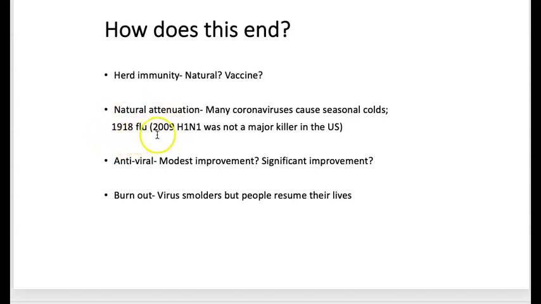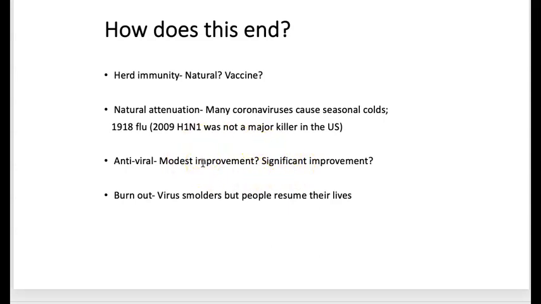The 1918 flu, which was an H1N1, a version of it came back in 2009, but it wasn't a major killer. Here we lost nearly 700,000, maybe a million Americans, and here it was probably 12,000 in a much more dense population. So we attribute this to immunity that developed by exposure to these viruses over time. Will we come up with a good antiviral? Do we just need modest improvement? Do we need it to be a game-changing virus killer? That remains to be seen.